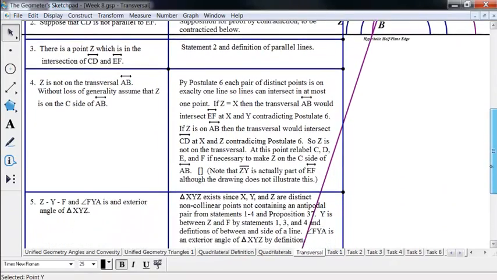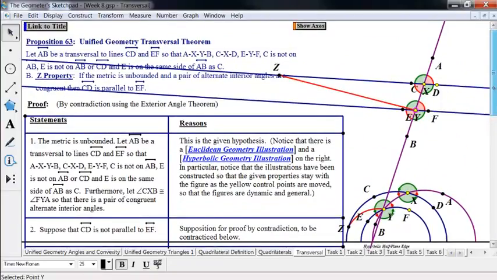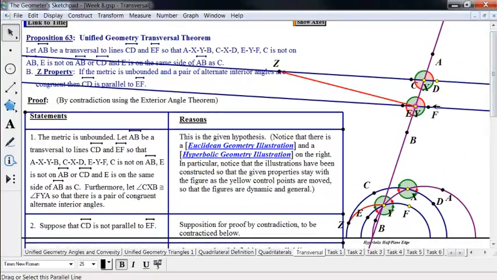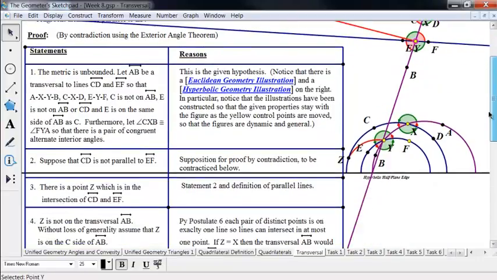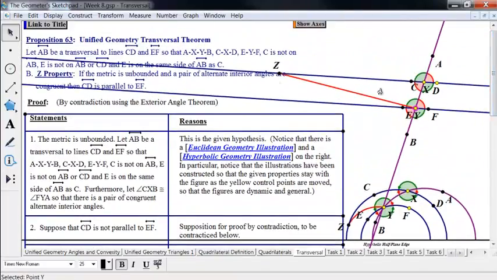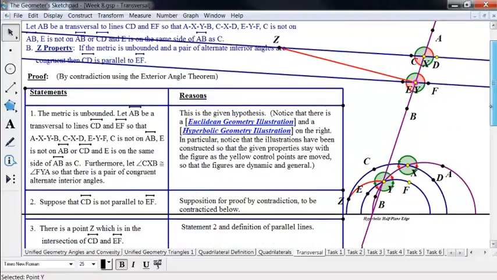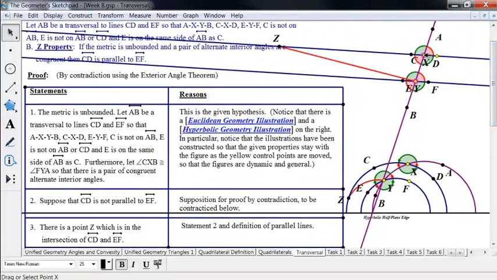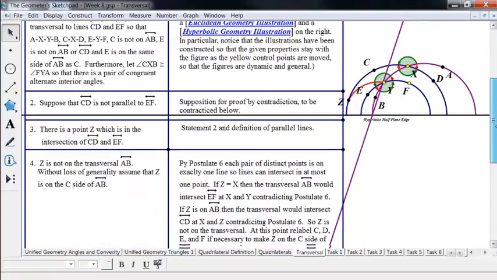And so now, what do we have? We have Z, Y, F. Y is between Z and F down here. And we also have a triangle X, Y, Z. Well, we've got three points that are non-collinear and not an antipodal pair because we're in an unbounded metric. And so we actually do have a defined triangle.